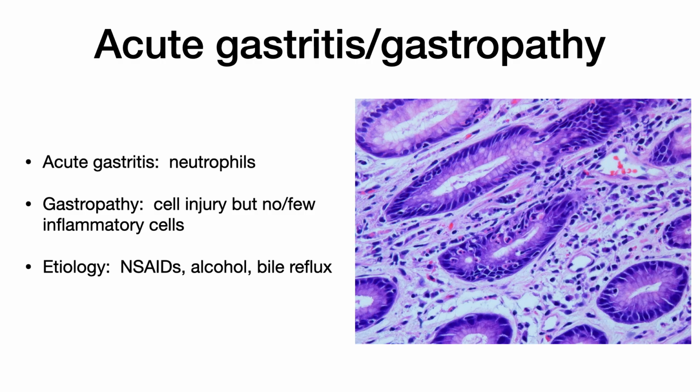So acute gastritis, gastropathy. This can be very subtle and hardly present at all with inflammation. I've also seen where they talk about a hemorrhagic gastropathy where you see actual hemorrhage, which would be a little more obvious. But with acute gastritis, obviously acute inflammation would be neutrophils. And then gastropathy, they said characteristically the cells are injured, but there are no or few inflammatory cells. So it could be very difficult, I think, to identify.